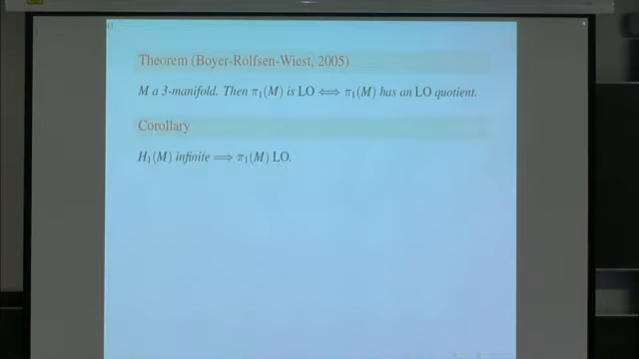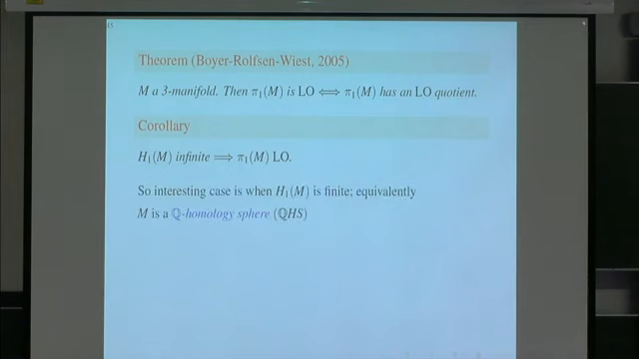So that's very useful. A very basic corollary of that is that if the first homology is infinite, you see the fundamental group maps onto H1. If this is infinite, H1 will map onto Z, but Z is left orderable. And so for manifolds with infinite first homology, the fundamental group is left orderable. So the only interesting case is when H1 is finite, in which case the manifold has the rational homology of the 3-sphere. That's called a rational homology sphere.